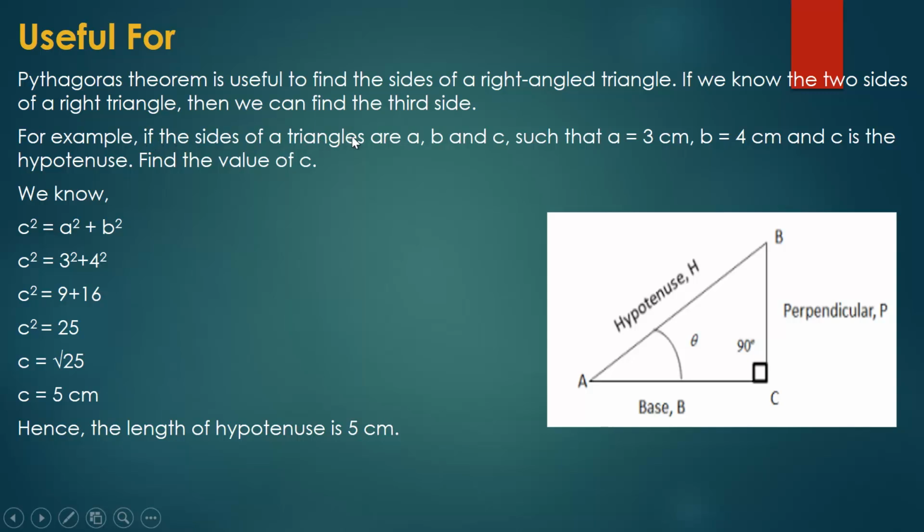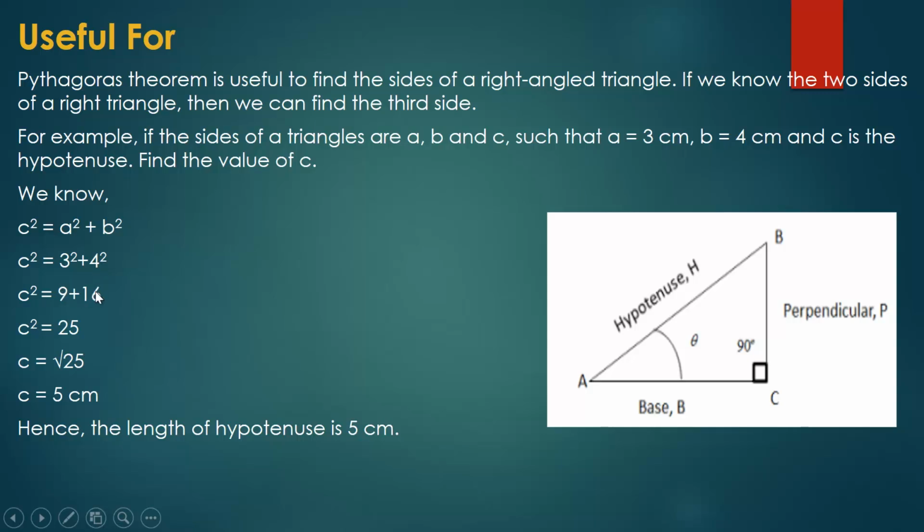In this example, we have two sides, a and b. A is equal to 3 centimeters, b is equal to 4 centimeters. Then if we put these values into this formula, we can find the value of the third side. A is equal to 3, so we put the value of a, and then the value of b. Then in this step we take the squares. 3 square is equal to 9, and 4 square is equal to 16.